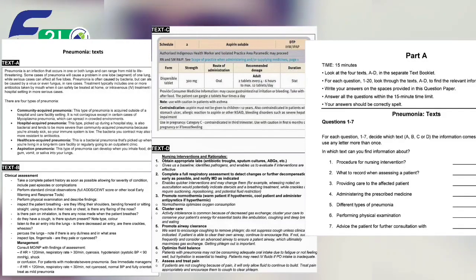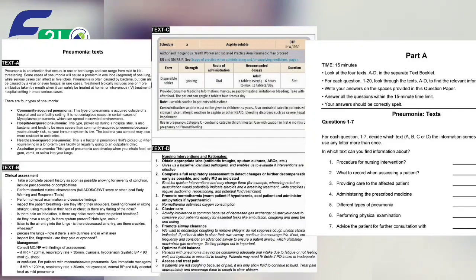The second question is about what to record when assessing a patient. It is about assessment and record. So I hope you got the answer. Then please write it down. Once we complete the questions, then I will give you the answers. Third one is about providing care to the affected patient.